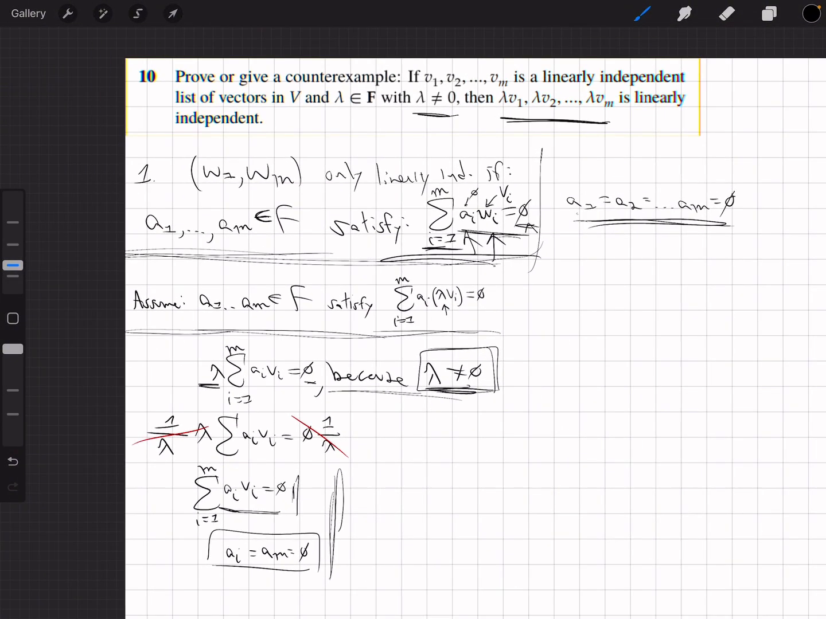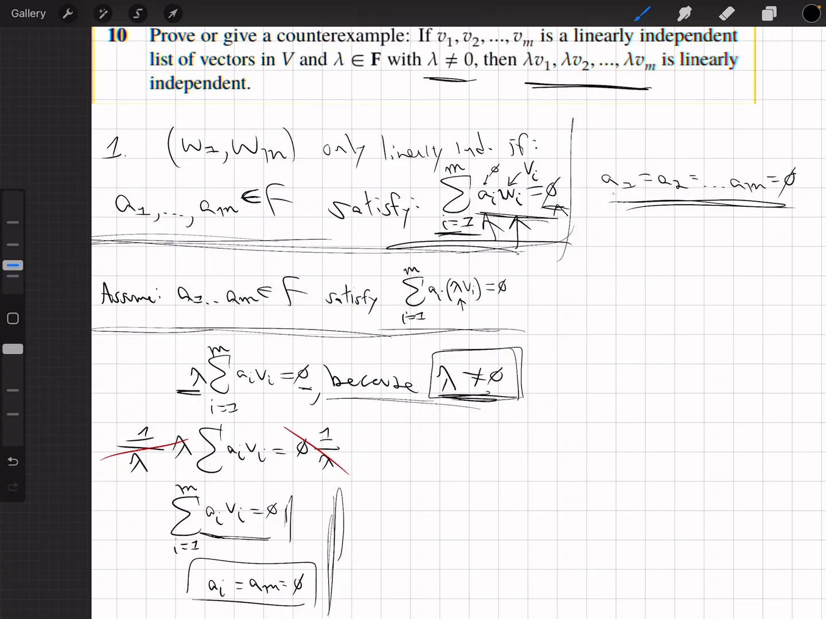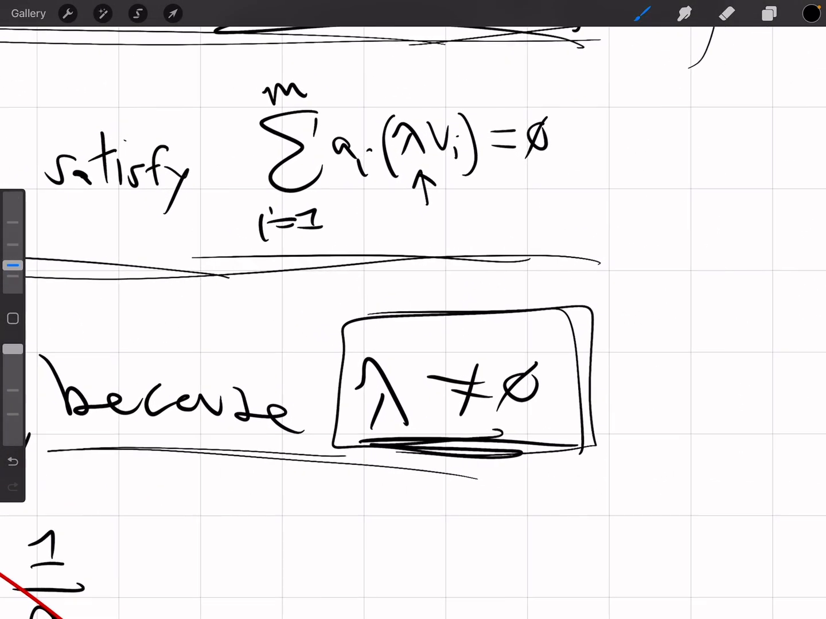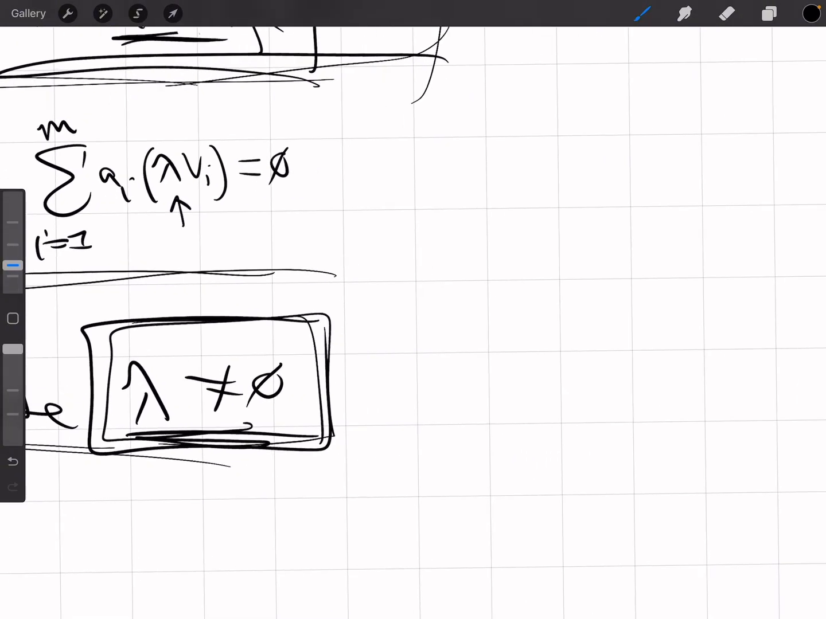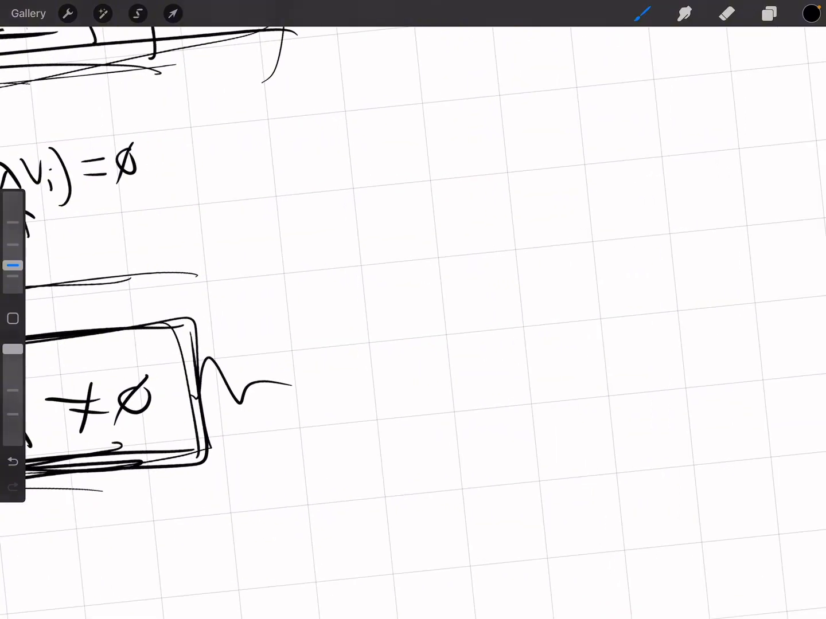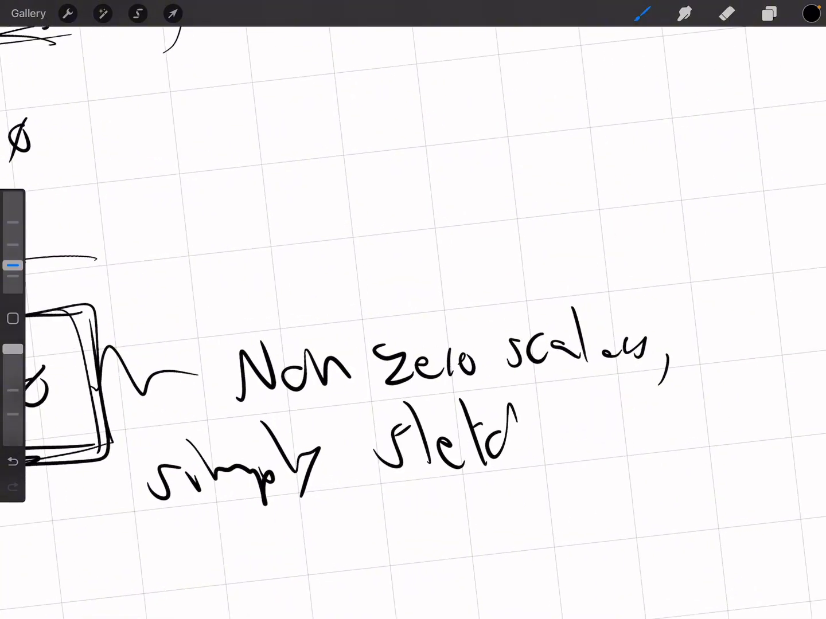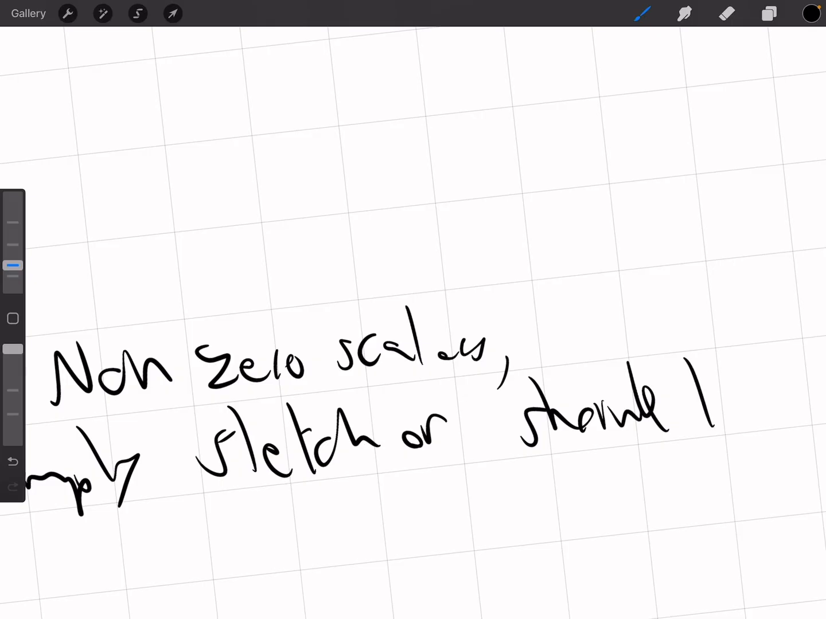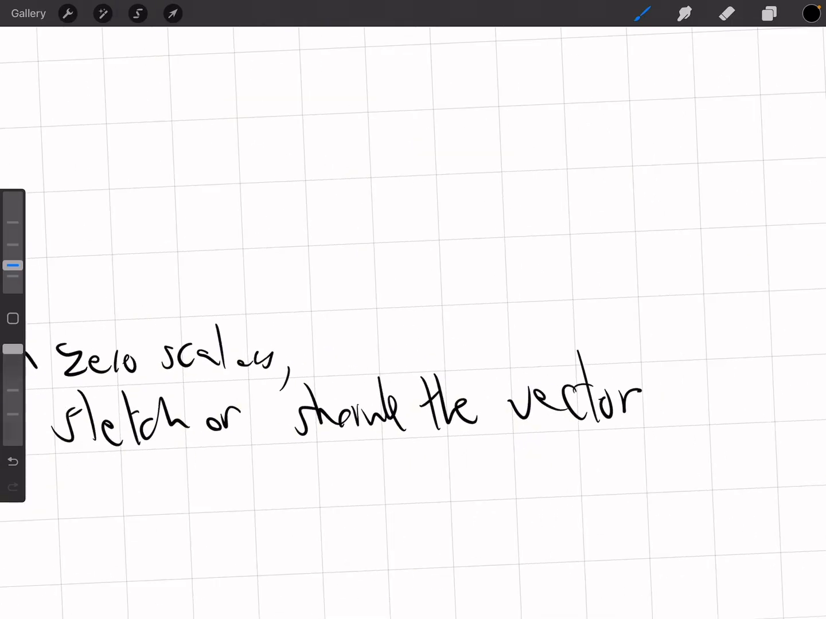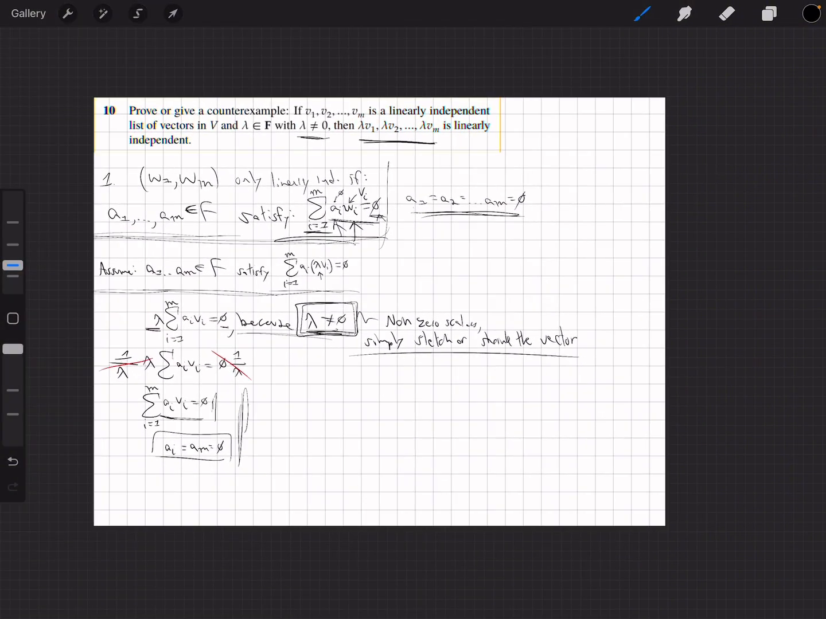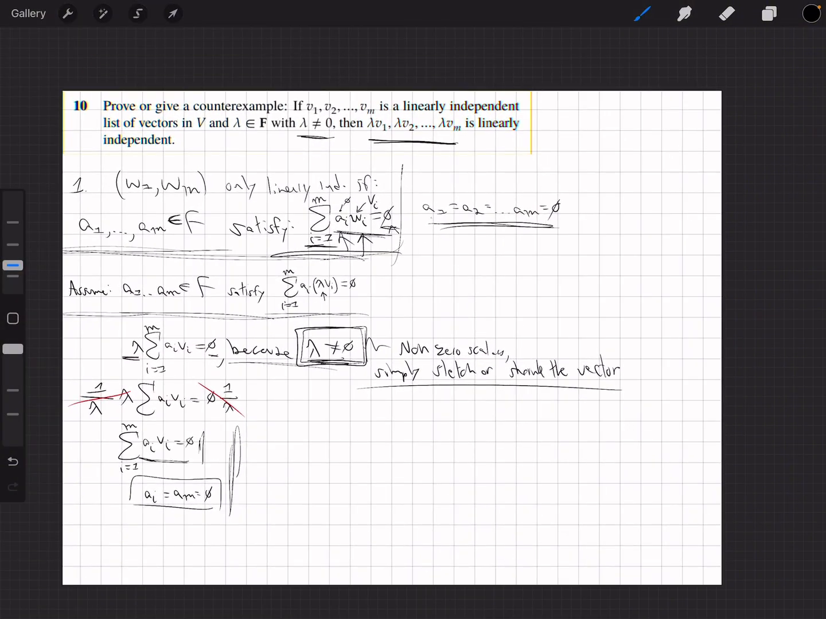So the key takeaways here, I know you might be thinking, wow, this is pretty simple. But the key takeaway here is if you have a non-zero scalar, it is essential, and I want to write this down. Non-zero scalars simply stretch or shrink the vector, okay? So it's literally chill is what I'm trying to say, okay? It's literally chill. That's your key takeaway.